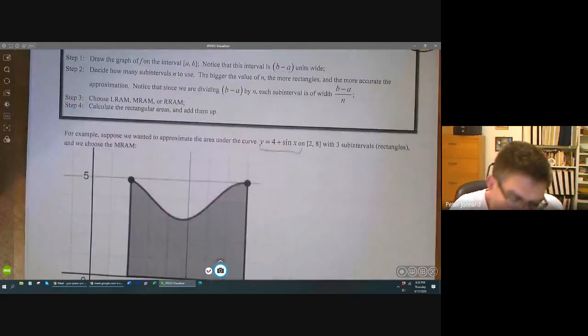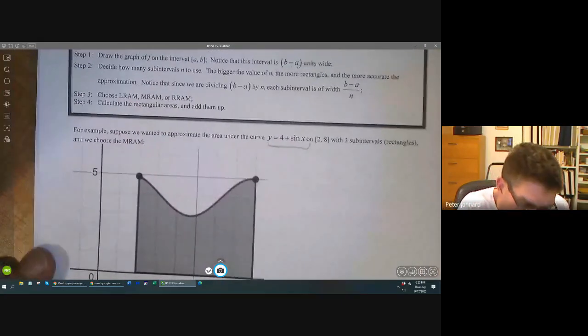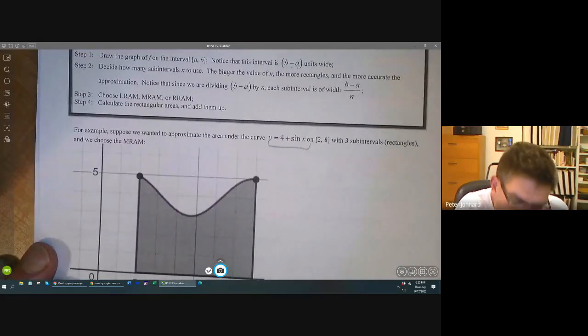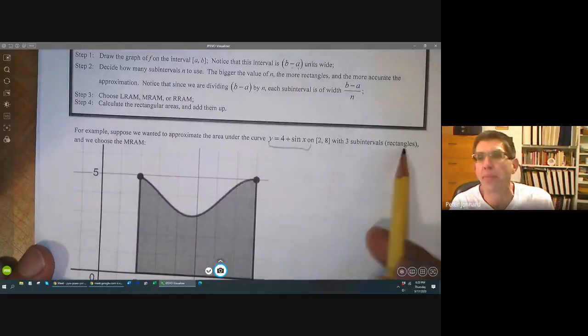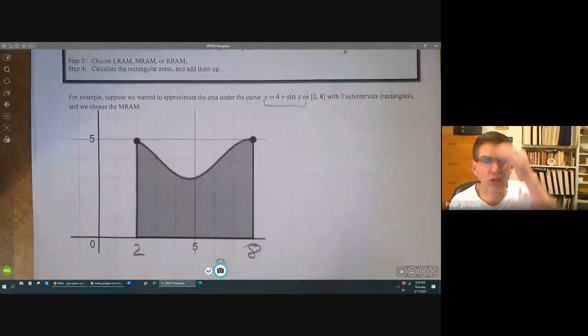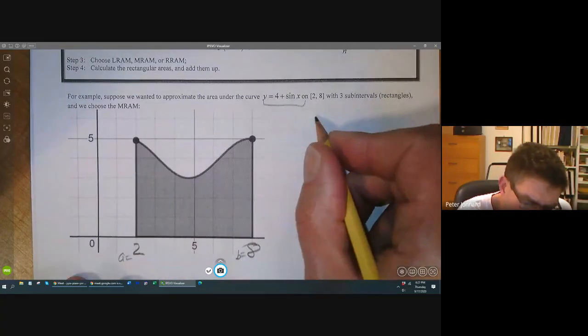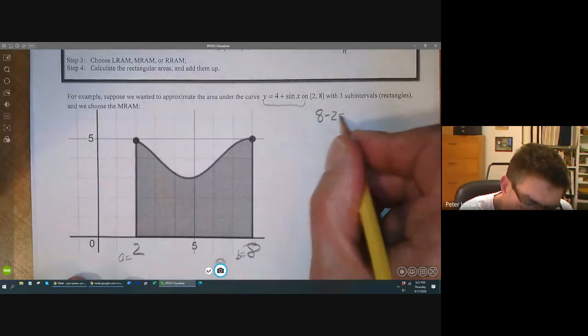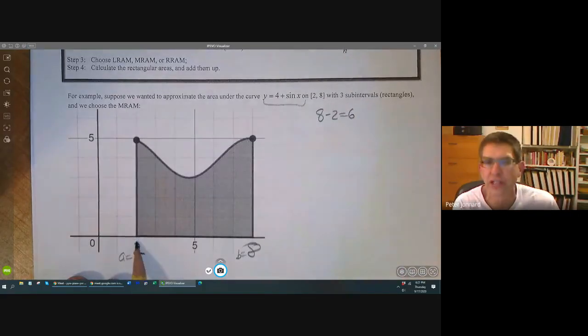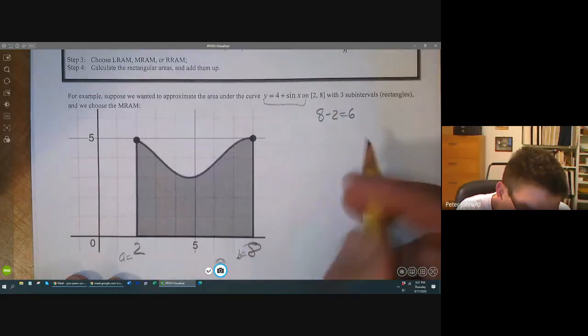Okay, so we have 4 plus sine of x. Okay, and we're going from 2 to 8, and we want 3 subintervals. And so you think, oh gosh, 2 and 8 are even, and we're dividing by 3. But remember, this is A, and this is B. And so the entire width is 8 minus 2, or 6 units wide. So from here to here is 6 units wide. And then we're doing 3 subintervals.